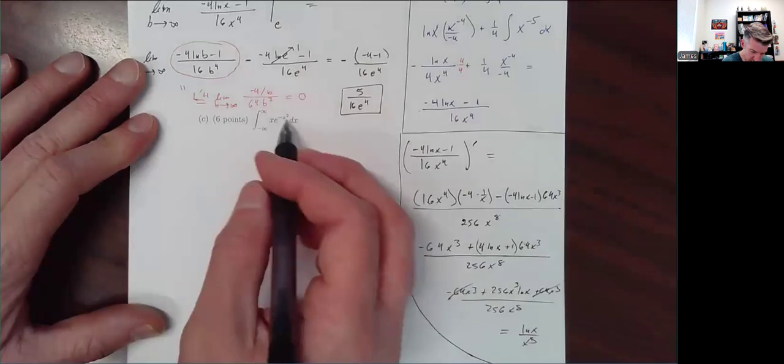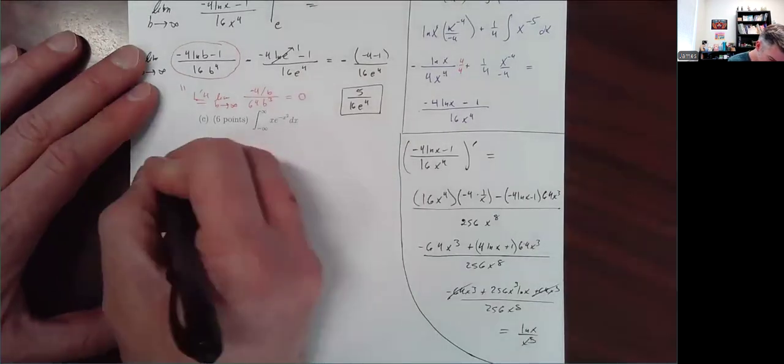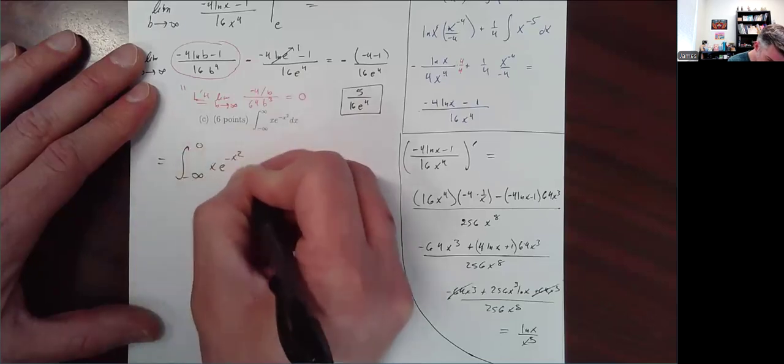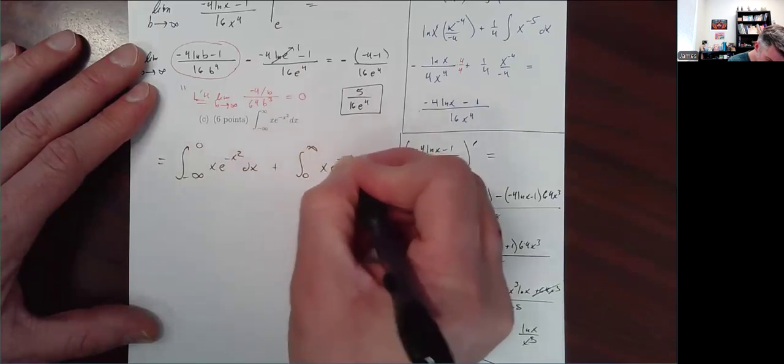All right, this one here you have to split up first. So it's going to be the integral from -infinity to 0 of x e to the -x squared dx plus the integral from 0 to infinity of x e to the -x squared dx.